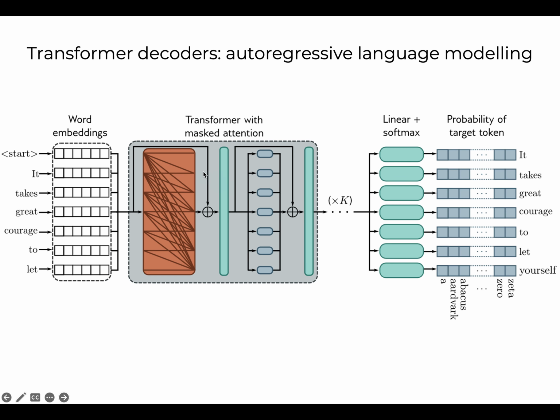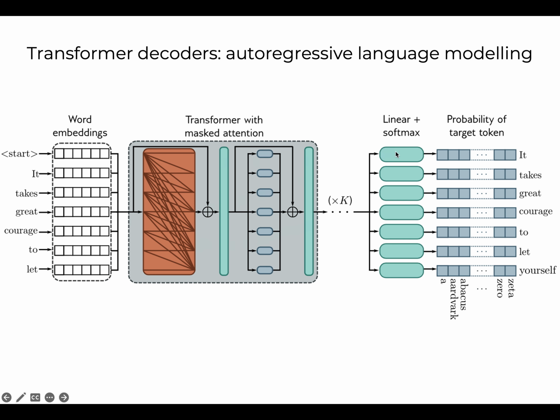So I feed into my transformer this partial sentence, starting from the start token, followed by a sequence of tokens, and that goes into my transformer. And I'll come back to one detail of this transformer in a moment. And then at the end, I'm going to apply a linear transformation to the representations coming out for each of the tokens.